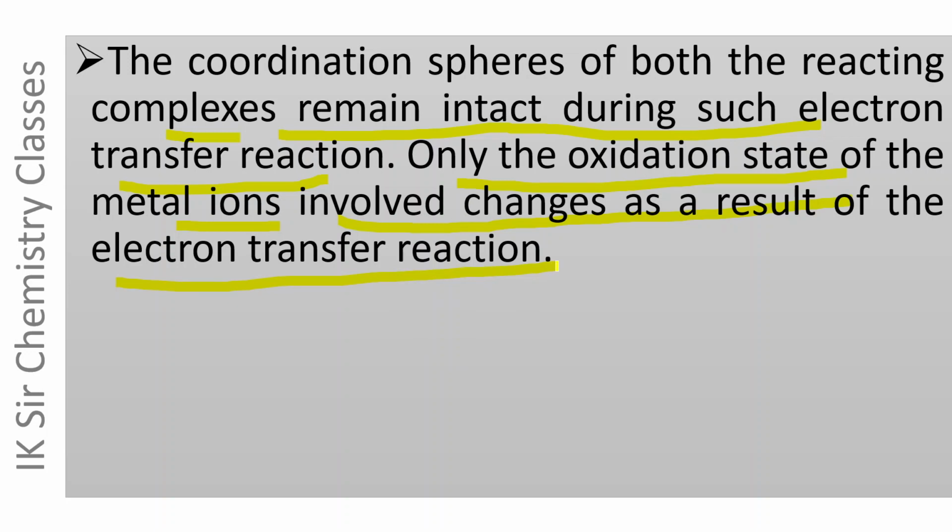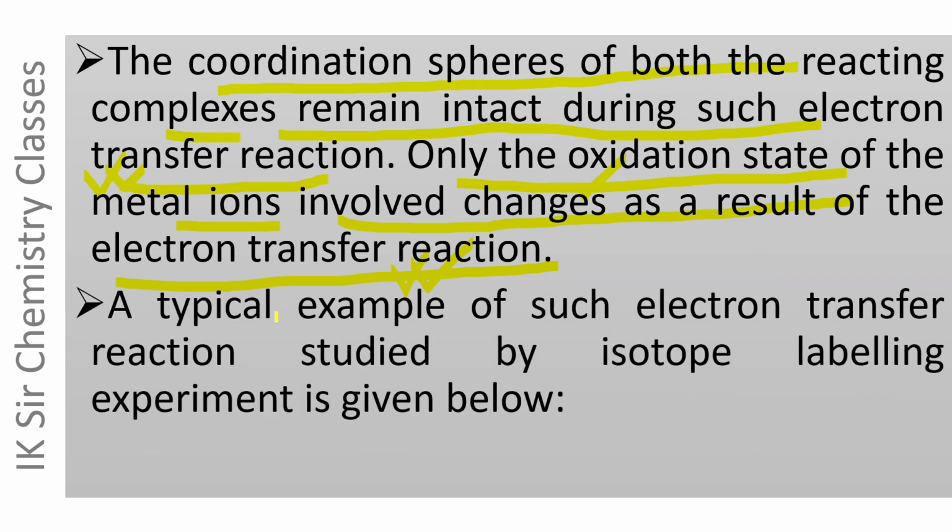If the electron transfer reaction takes place by outer sphere mechanism, the coordination spheres of two reacting complexes remain intact. There is no net chemical reaction. Only the oxidation state of metal ions involved changes as a result of electron transfer reaction. A typical example of such electron transfer reaction, as studied by isotope labeling experiment, is given below.